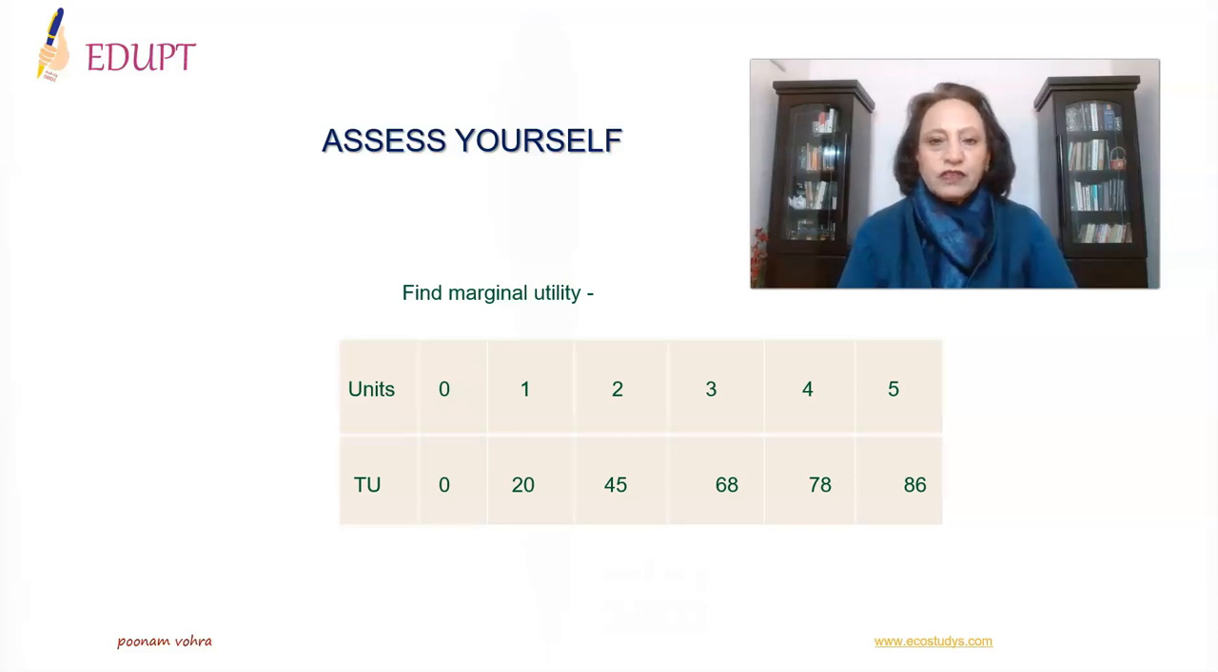Total utility derived from each unit consumed are, for 0 units it's 0 total utility. When 1 unit is consumed, total utility is 20. When 2 units are consumed, total utility is 45. For 3 units, it's 68. For 4 units, it's 78. And for 5 units, total utility is 86.